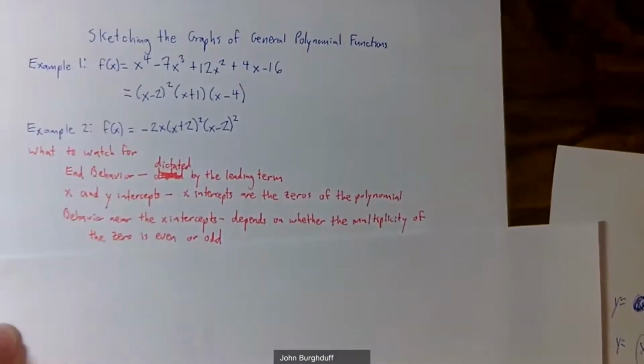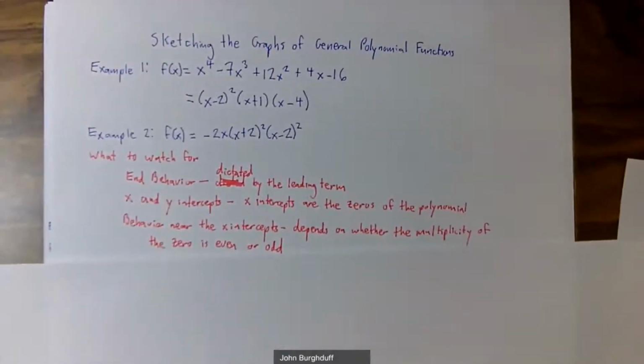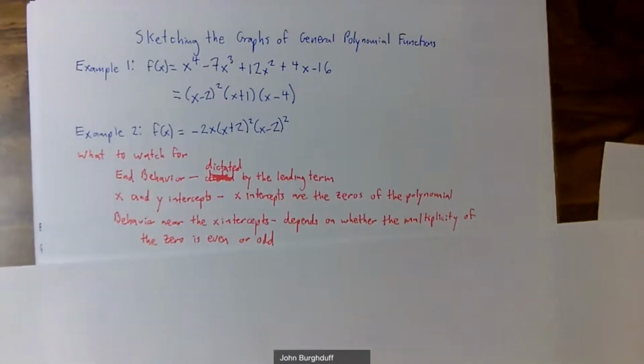I have some observations that I want to make, and then I want to use those to draw some other things. So, what to watch for? The end behavior of the graph, how the graph looks towards the ends, is going to be dictated by the leading term, whatever that is. You want to look for those. You want to pay attention to the x and y intercepts. The x-intercepts will correspond to the zeros of the polynomial. And you want to pay attention to the behavior of the graph near the x-intercepts. And that depends on whether the multiplicity of the 0 is even or odd.